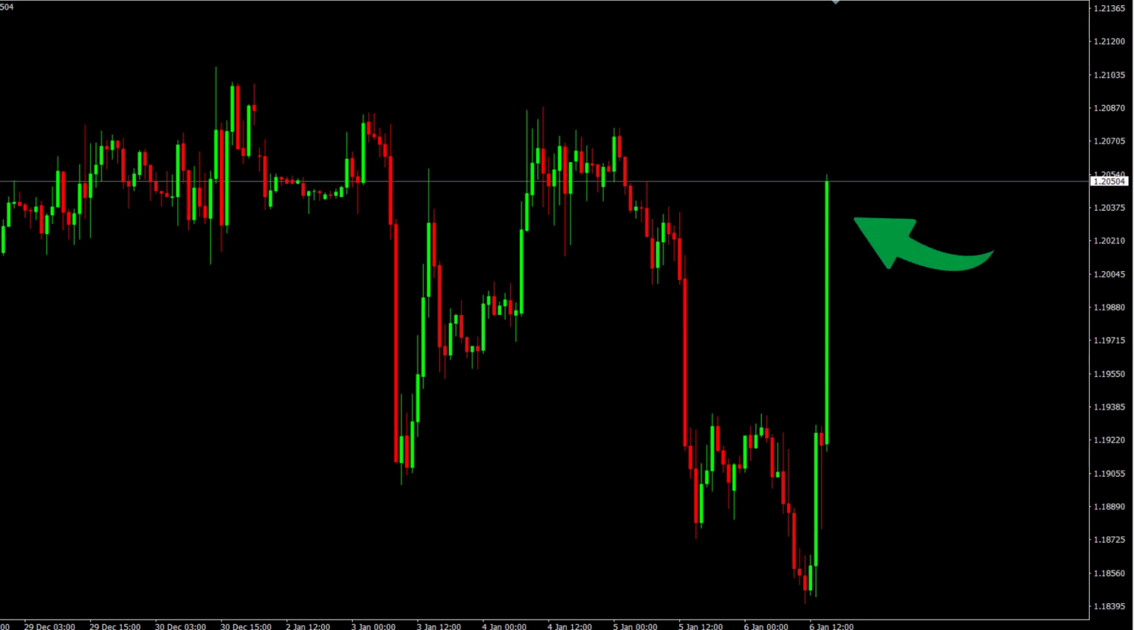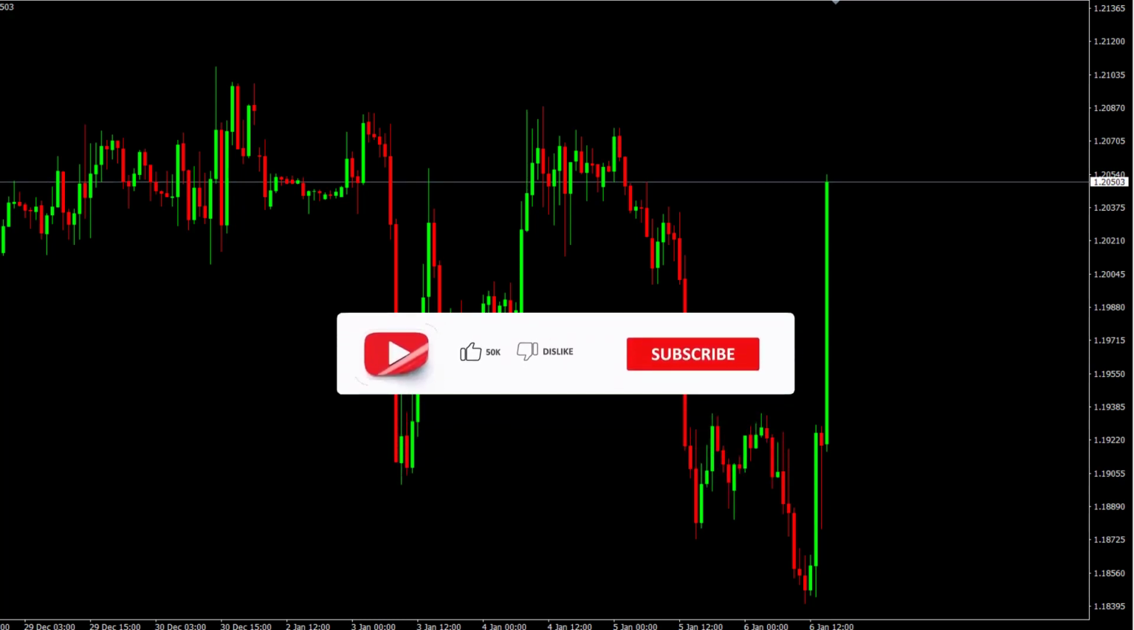So let's see a few hours later how our signal has evolved. As we can see, the price reached our take profit and took it away. We have made a good profit.